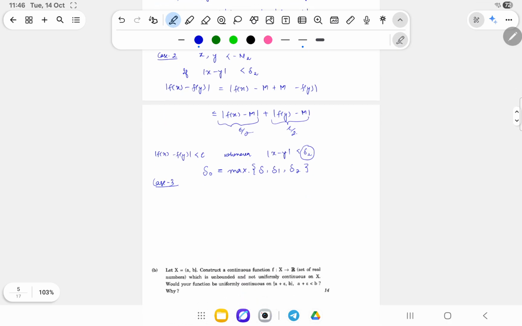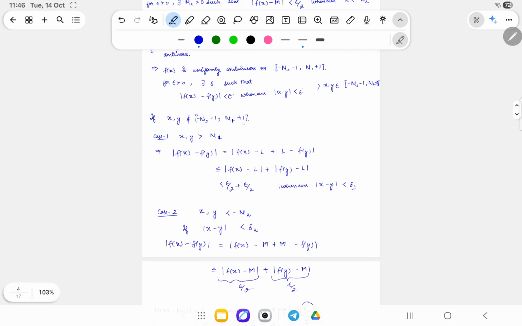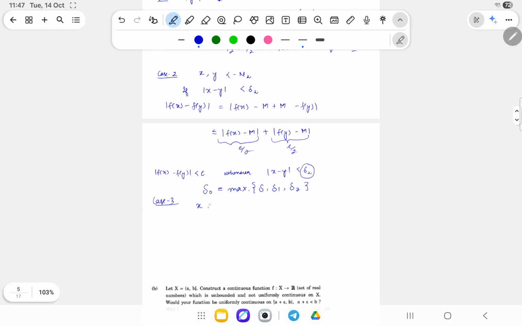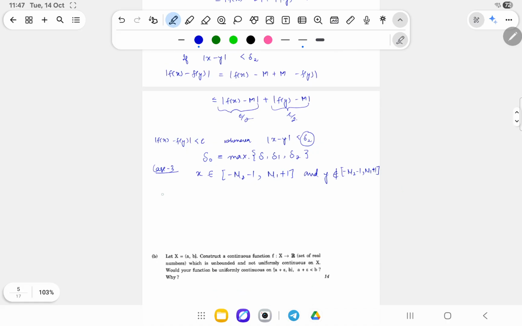Now the third case is when one of x comma y belongs to this interval and the other doesn't belong to this interval. So case 3, and without loss of generality we can assume that x belongs to this interval, that is minus n2 minus 1 comma n1 plus 1, and let's assume that y doesn't belong to this interval, that is minus n2 minus 1 up till n1 plus 1. Now in this case we can choose our delta, or maybe name it delta dash, as the minimum of delta naught comma 1.